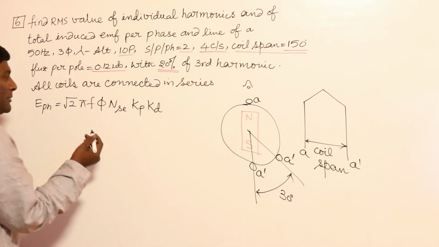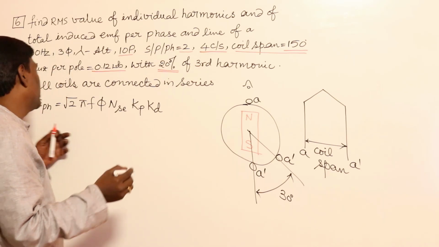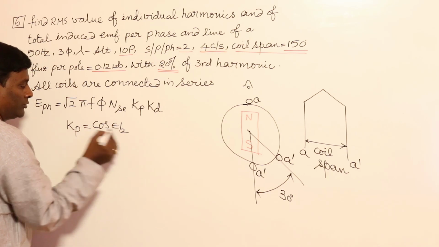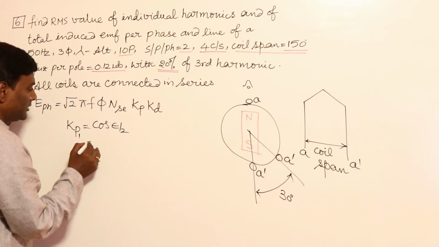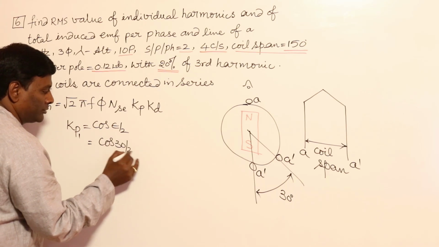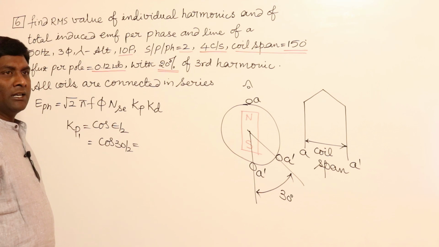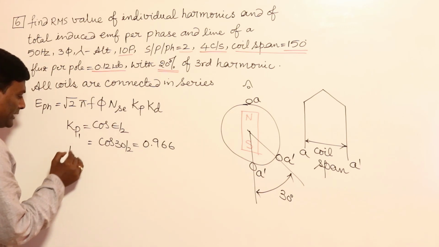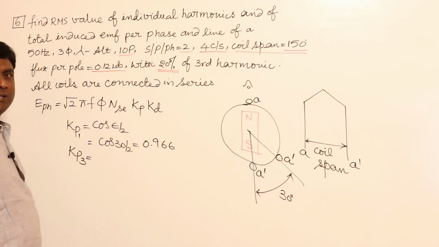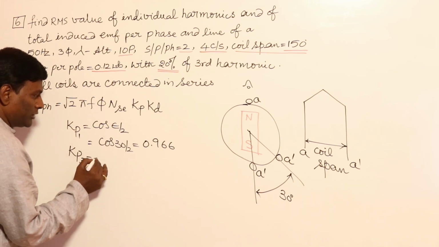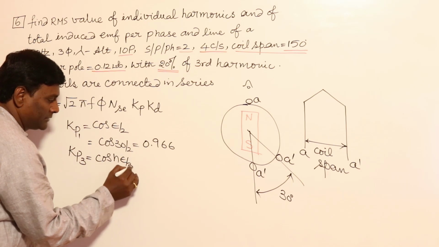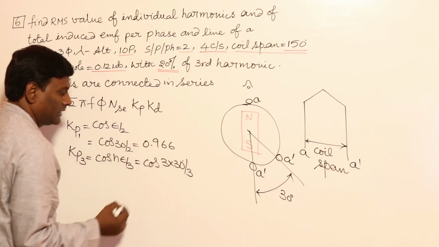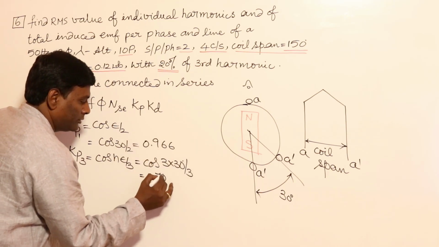Yes. Okay, so let me calculate Kp for the fundamental and Kp for the third harmonic component. Kp is going to be cos ε/2 for the fundamental. How much is ε? 30 degrees. So cos 30/2 is going to be 0.966. Now let me calculate Kp for the third harmonic, because the third harmonic induced voltage has to be calculated. The third harmonic component is going to be cos hε/2. h is going to be 3, so cos of 3 into 30/2 is cos 45, which is 0.707.